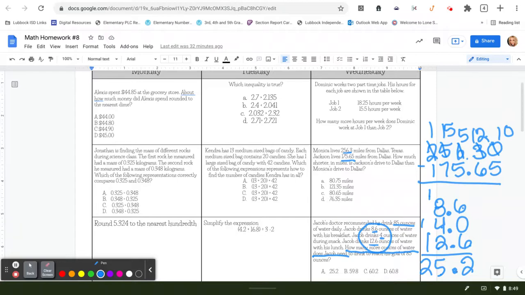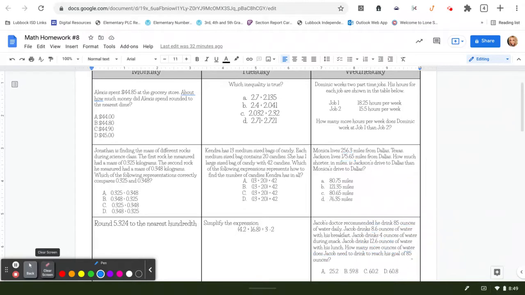A bunch of you are going to try and pick A. That's wrong. That's only step 1. We want to know how many more ounces he needs to drink to get to 85. So now we're going to subtract. We're going to do 85 minus 25 and 2/10.